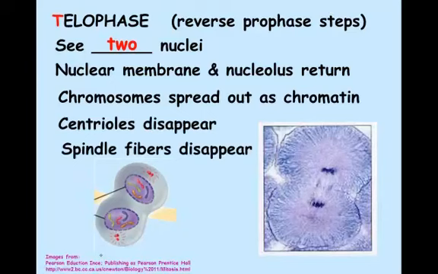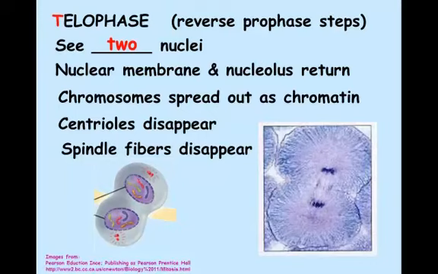Centrioles and spindle are going to disappear. We've done our dividing. We don't need them anymore, and they won't appear again until we're ready for our next cell division. So we're kind of undoing everything that we did in prophase by reverse prophase, doing telophase.